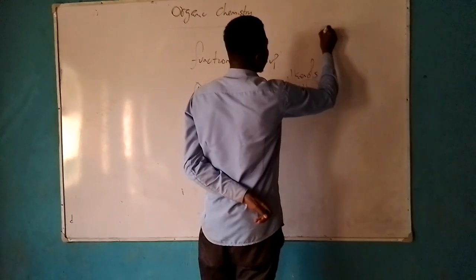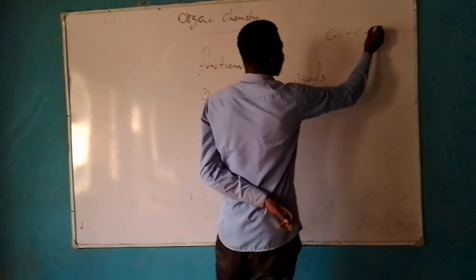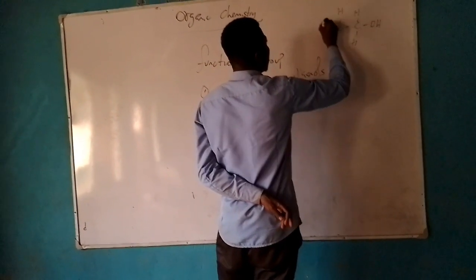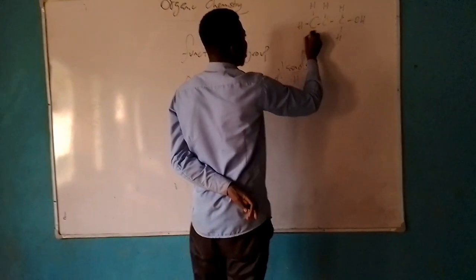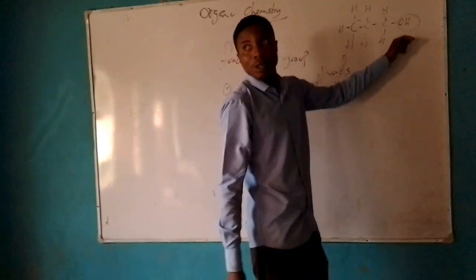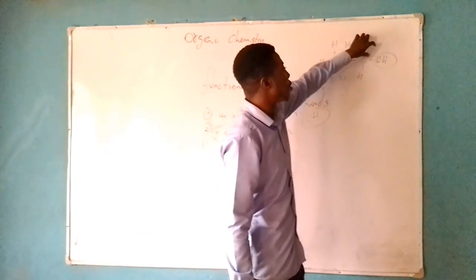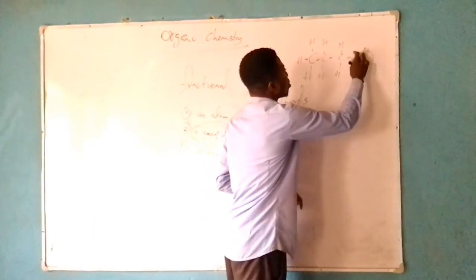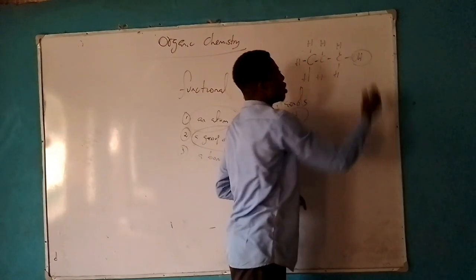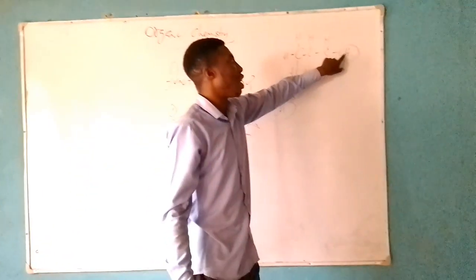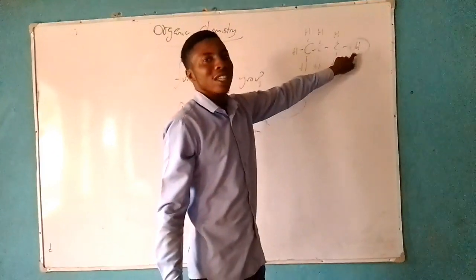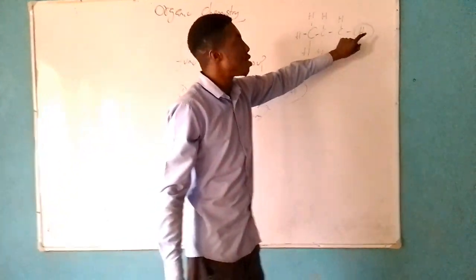Let me give you one example. We have C, it contains OH here, and here we have hydrogen. Because of the presence of this OH, this is going to be called an alkanol. But assuming there was no OH here, this cannot be called an alkanol. Because of the presence of this OH, this is called an alkanol. So this is a group of atoms that determines this particular homologous series.